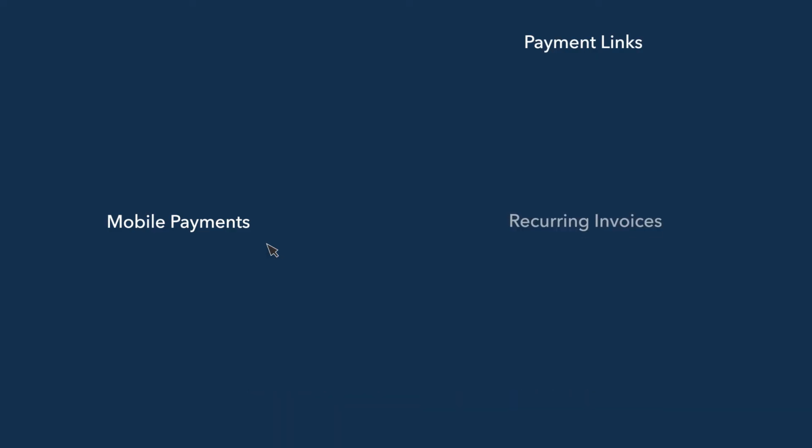You can also use QuickBooks Payments to take payments from your phone using our card reader. Create and send out one-time payment links that you can send or text to customers, and send out recurring invoices that your customers set up to autopay when they're due. These videos will show you how.